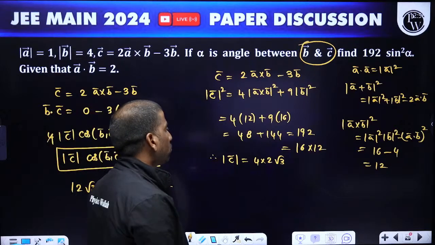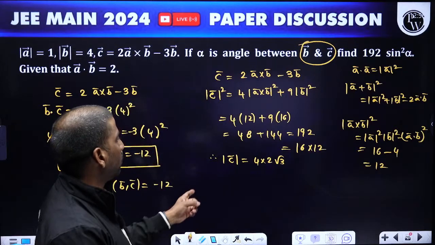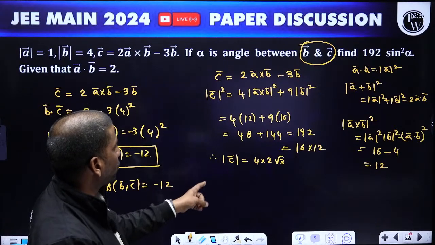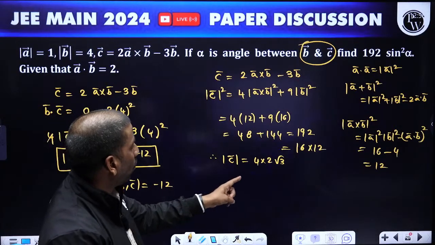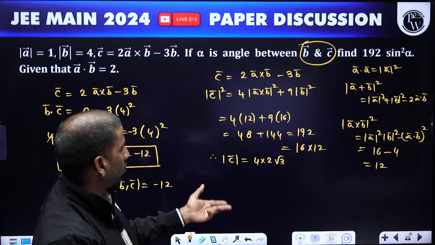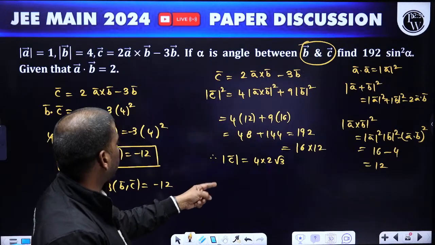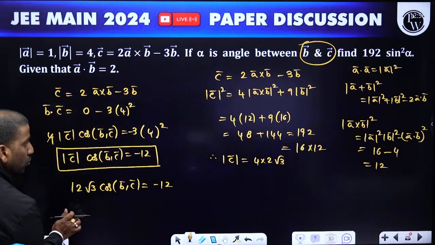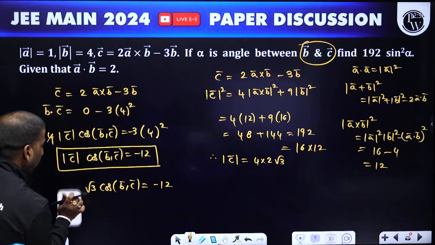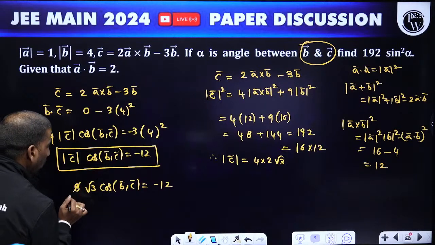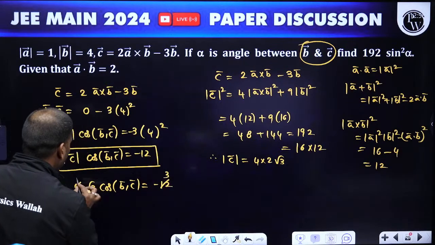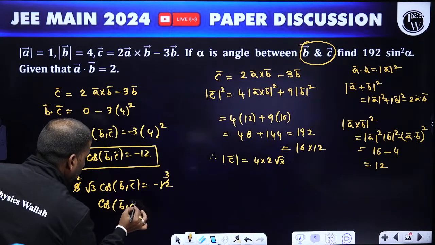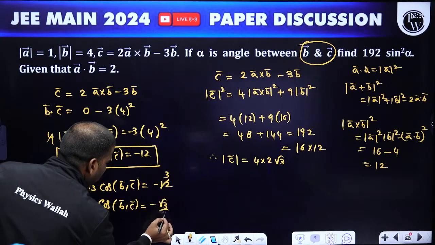Right? So 16, 18. Yes, 192, correct. So mod C is 4. 4 root 12, 4 3s are, so that means that is 2 root 3. So when it is 2 root 3, this is 8 root 3. So 8, 4 3s are here, 4 2s are. So then cos of the angle between, which is equal to minus root 3 by 2.